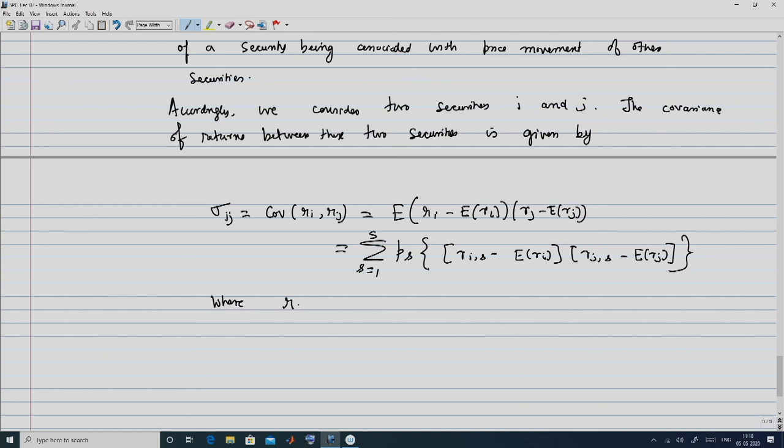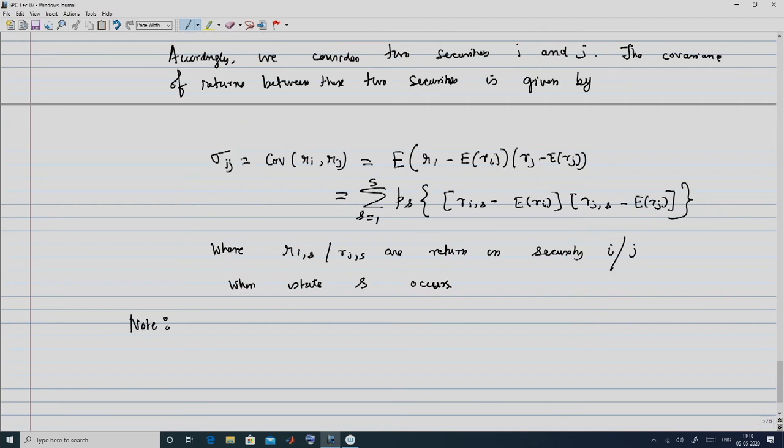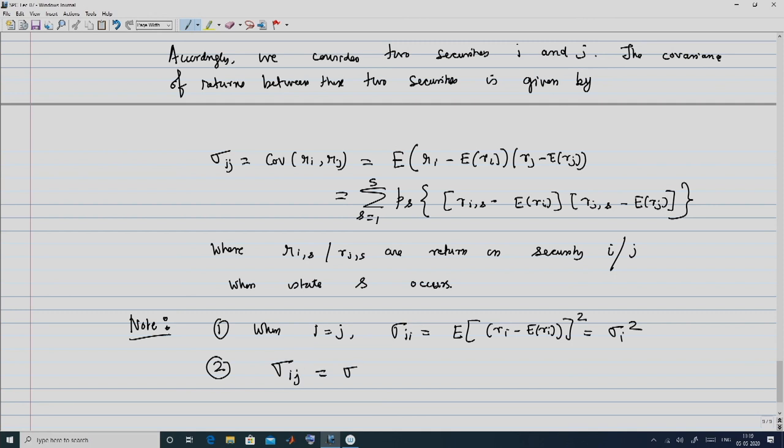where Ris and Rjs are returns on security i and j respectively when state S occurs. Okay, so just a couple of observations that follow. First of all, when i is equal to j, then obviously sigma ii is going to be E of Ri minus E Ri square, and this is sigma i square. And secondly, using the symmetric property of covariance, sigma ij is going to be equal to sigma ji. That means the covariance of return of the ith and the jth asset is the same as the covariance of return of the jth and the ith asset.